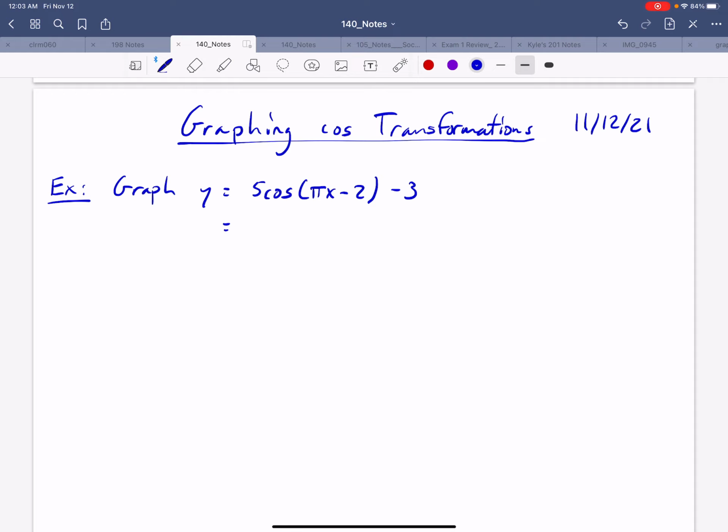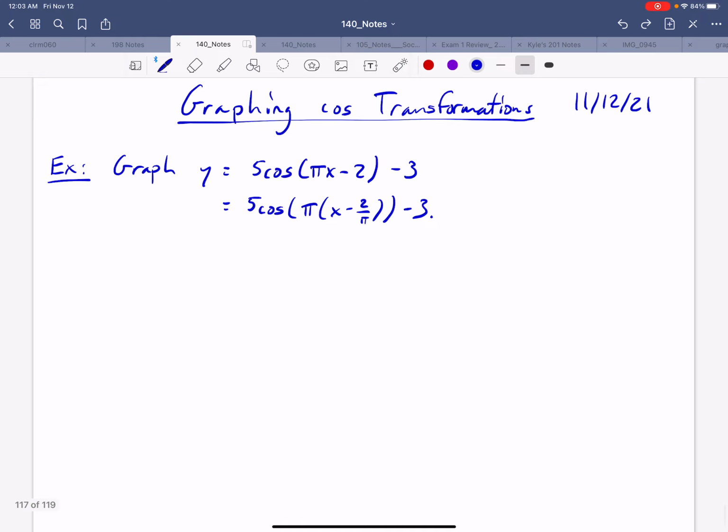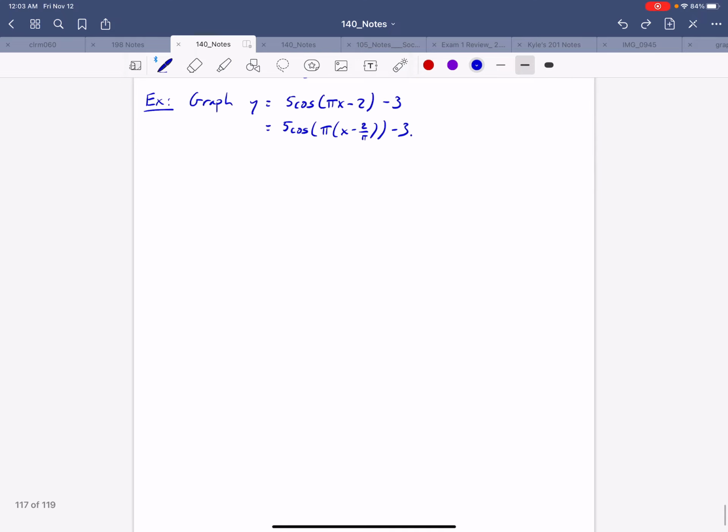First, as with sine, it's best to write this as 5 cosine of pi times the quantity x minus 2 over pi. Why is that so important? Well, because now we can recognize what the book calls our phase shift, right? That negative 2 pi. Okay, so if we take a look here, we get a nice big set of axes going.